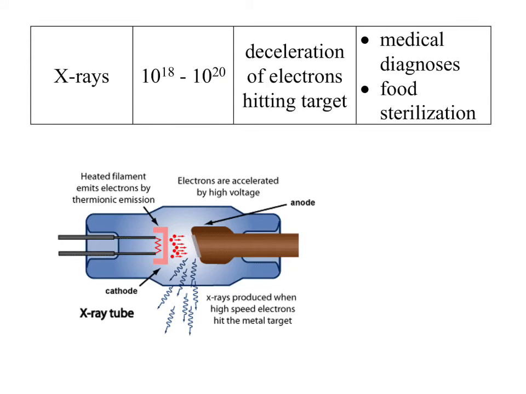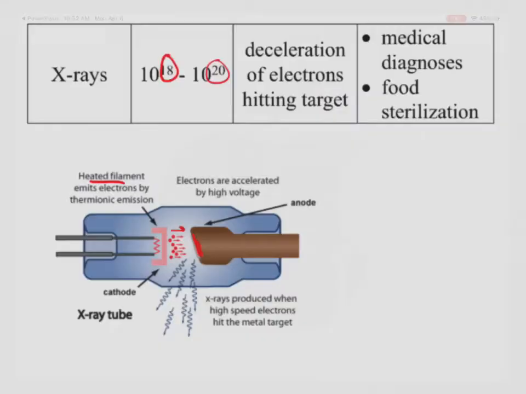Then we have our X-rays. So the frequency here goes from 10 to the 18 to 10 to the 20 hertz. And these are created by rapid deceleration of electrons hitting a target. Okay, so here I have an X-ray, and we have this heated filament over here, and it emits electrons, and then the electrons are going across here, and they hit this barrier here, and obviously very, very rapidly slow down, and X-rays are given off.